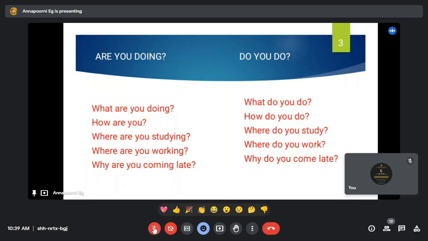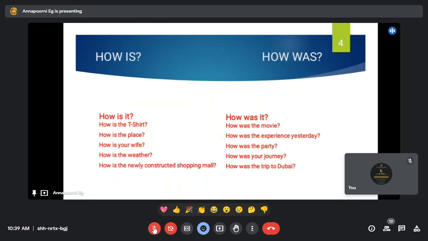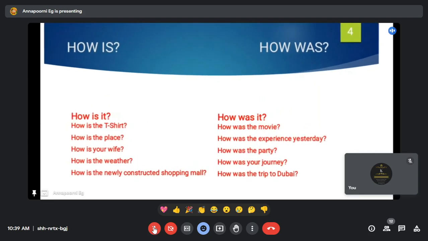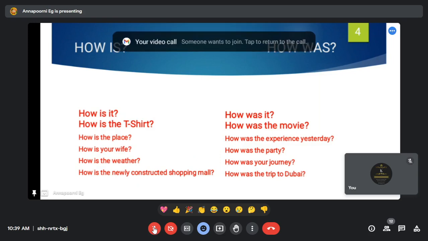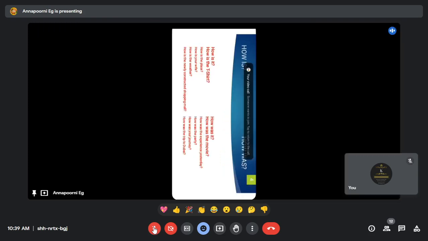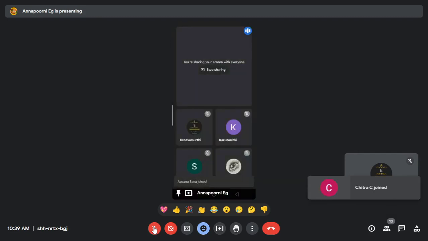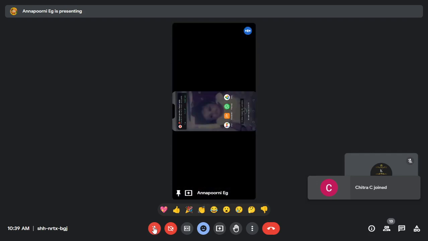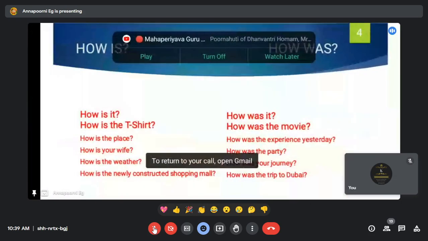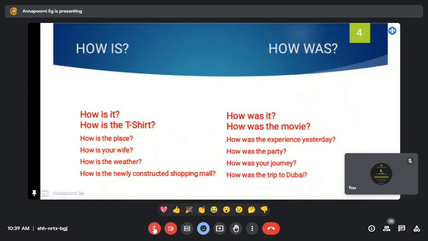Okay, guys. So next is the difference between how is and how was. How is and how was, this is also very important for our daily conversation. We know the difference between is and was. Is is an auxiliary verb used in present tense, whereas was is an auxiliary verb for past tense, right? That is what we discussed in the very early classes.